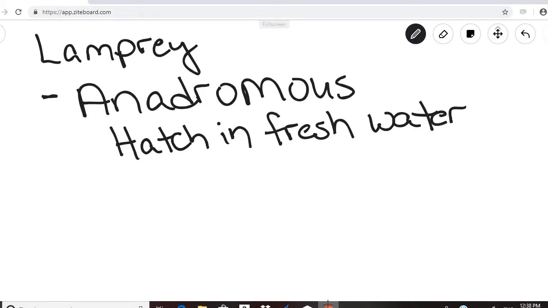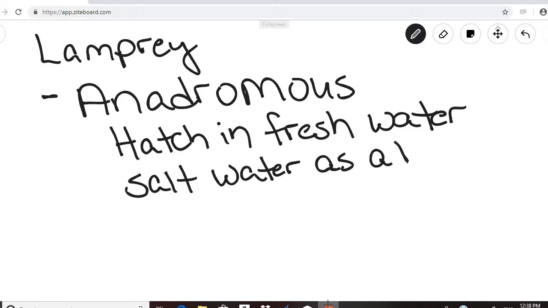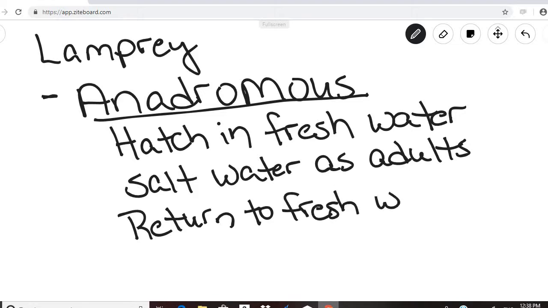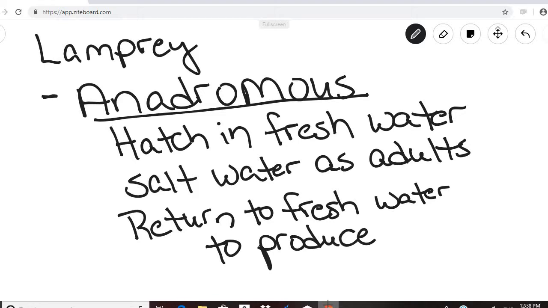Then they go and they live in salt water as adults. And then they will return to fresh water to reproduce. So the term for that is anadromous. So they return to fresh water to reproduce. And we'll see later that salmon do the same thing. So they also are anadromous, but the salmon are bony fish. They're not in this category of fish that are made of cartilage.